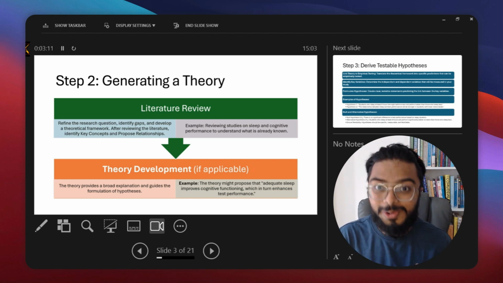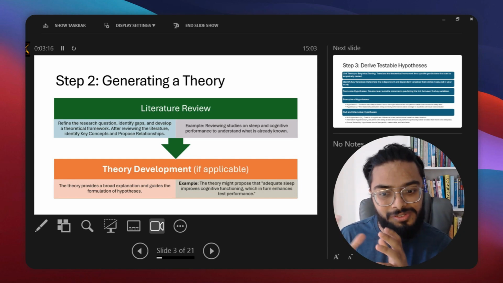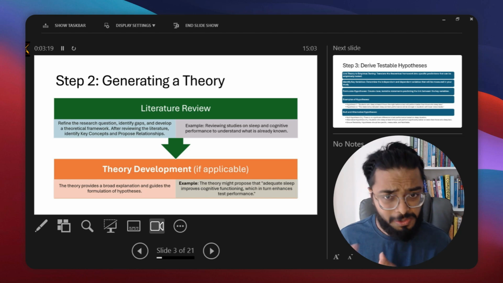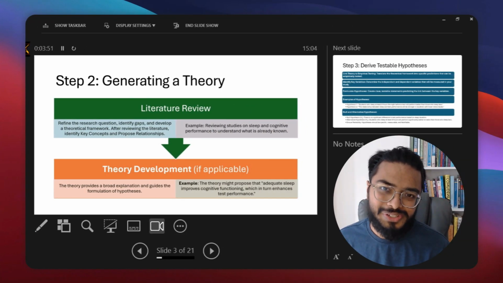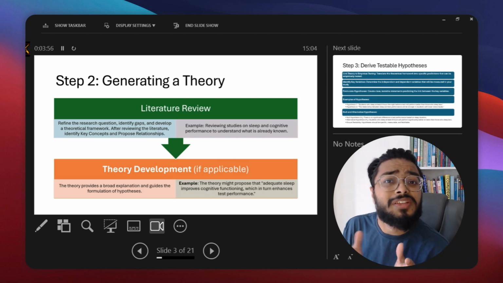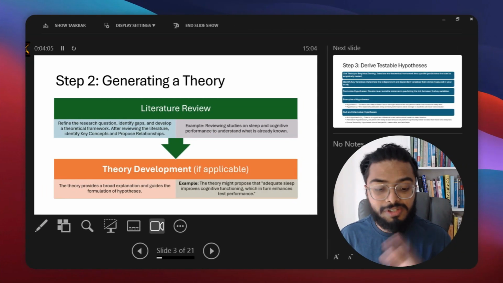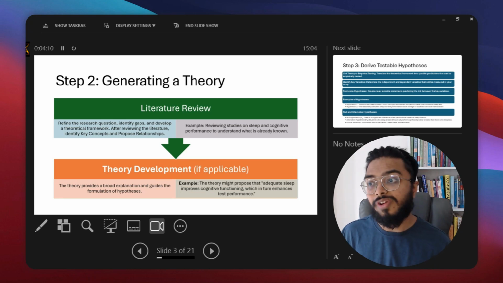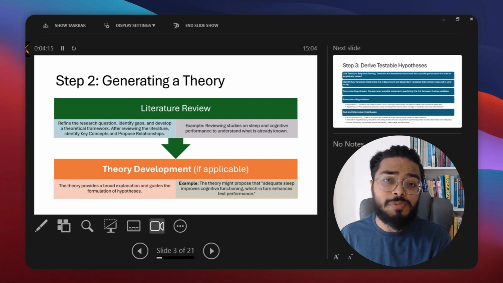And step 2 is building a theory to support the observation that we have made in step number 1. A strong research question needs a solid foundation. So, let's see how to develop a theory that supports your research. Now, a theory is essentially a set of ideas that helps you explain research questions. It's like a blueprint, right? So you have got your research questions. The next thing you'll probably do is develop a theory.